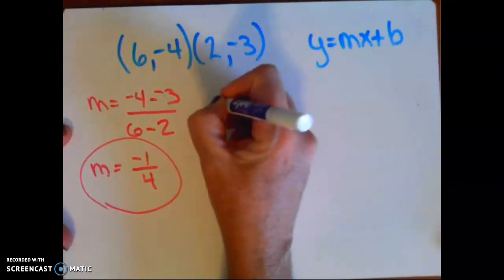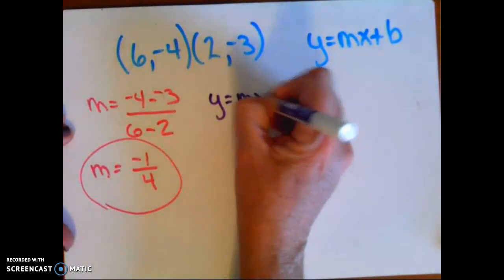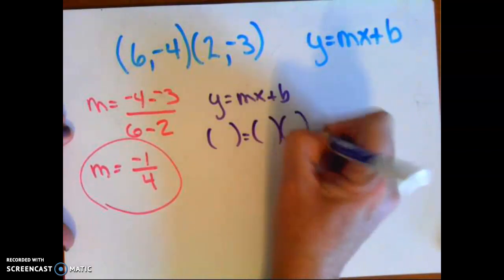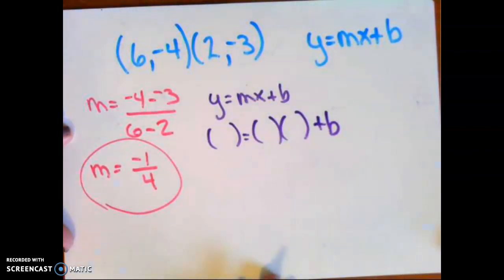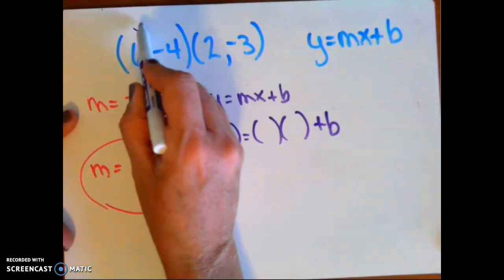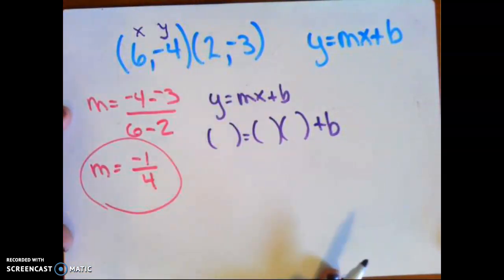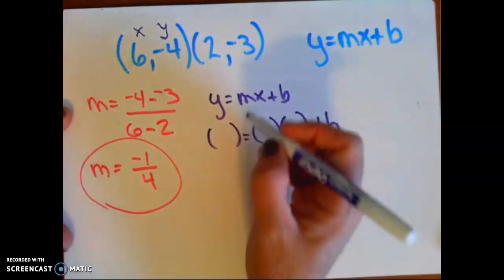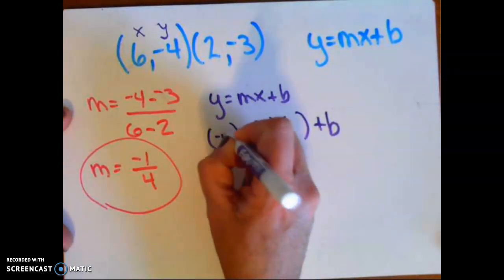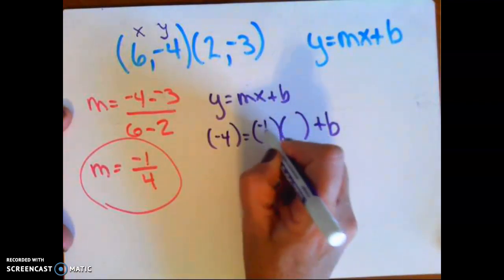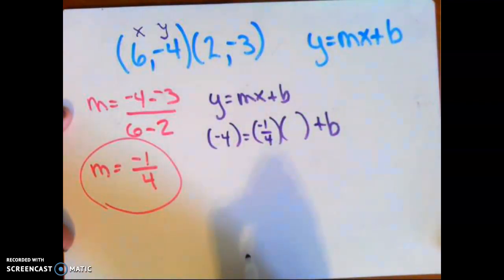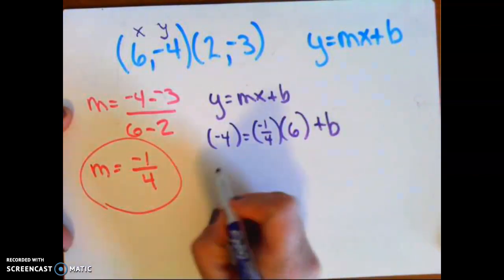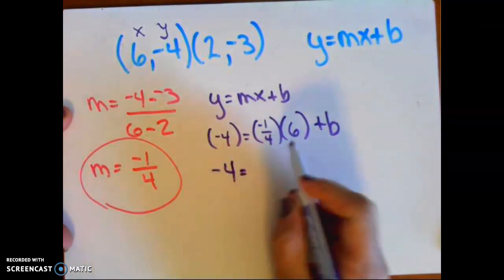So I'm going to take my equation, y equals mx plus b, and we're going to substitute all of our values in and solve for b. I'm going to just use the first point, 6, -4. You could use whatever one you want. It doesn't matter. So I have -4. I have a slope of -1 over 4, and my x value is 6. So I'm going to go ahead and start completing this.